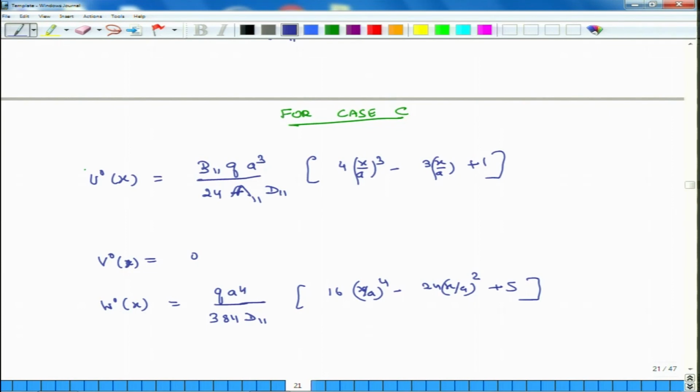What we will do is continue this discussion next week also, because this is what we have solved for case C. Similarly, we will also solve for case D and see whether these solutions are the same or different.